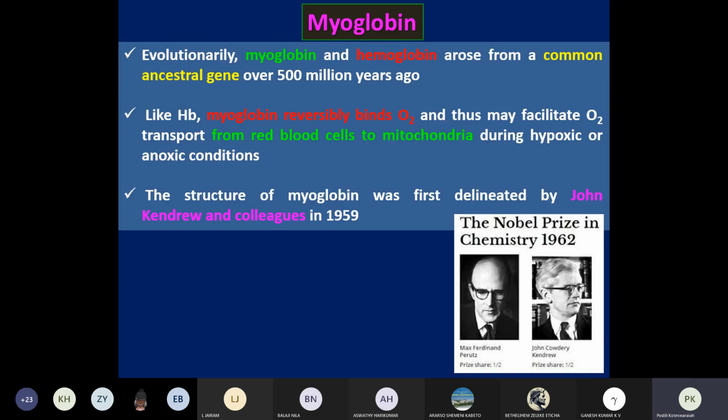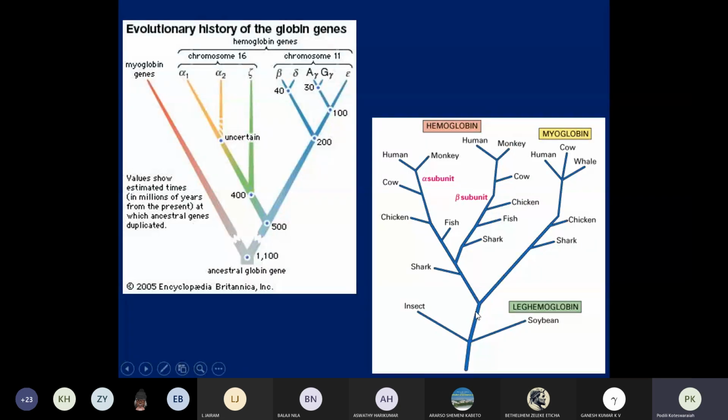Then coming to its structure and function, as I already said, myoglobin is a cytoplasmic protein mainly present in the cardiomyocytes and the oxidative skeletal muscle fibers. Myoglobin and hemoglobin both came from the same ancestral gene many million years ago. You can see here that this is the same gene.